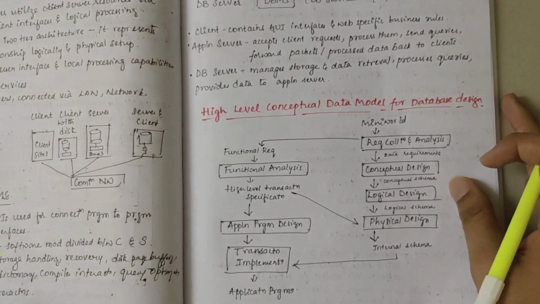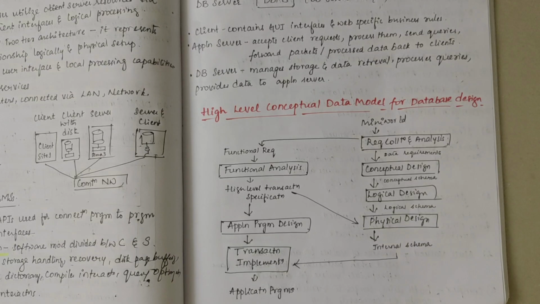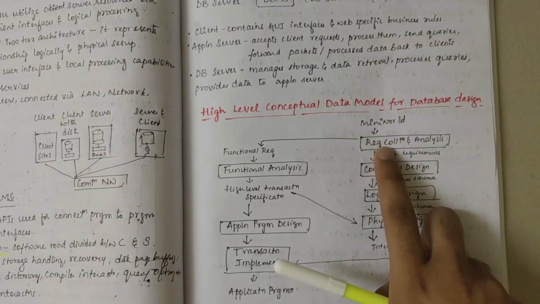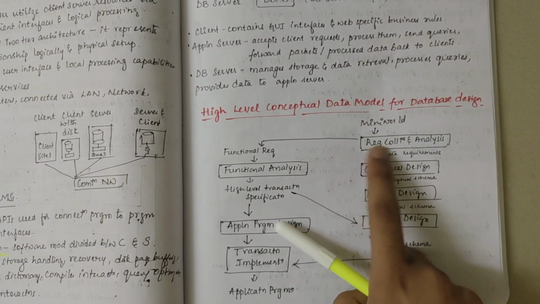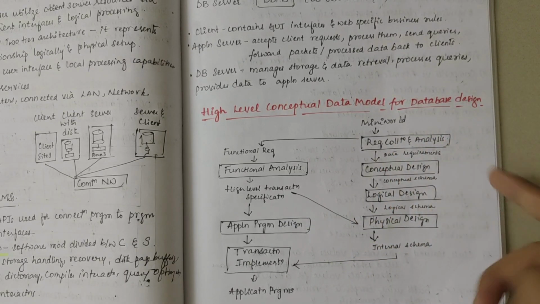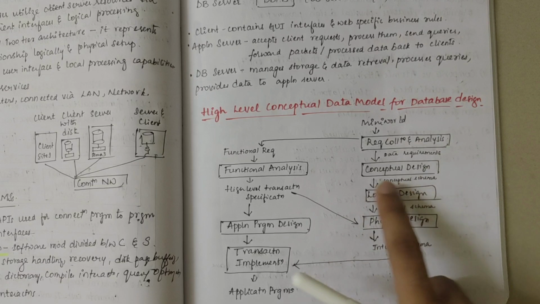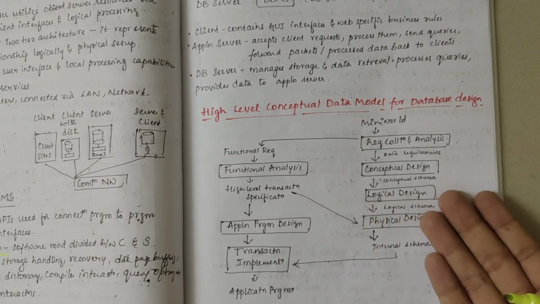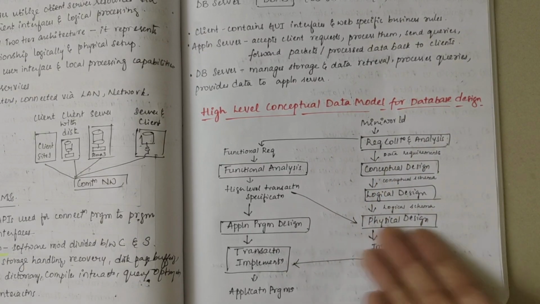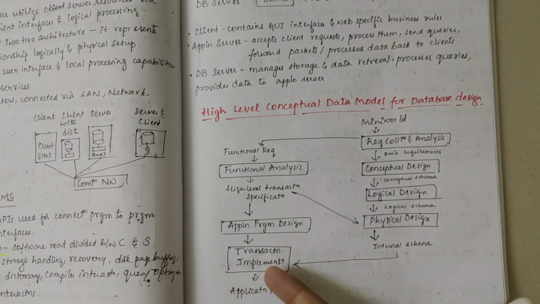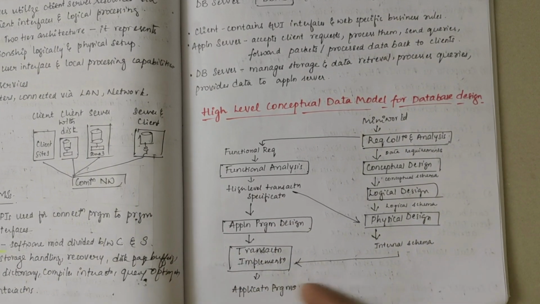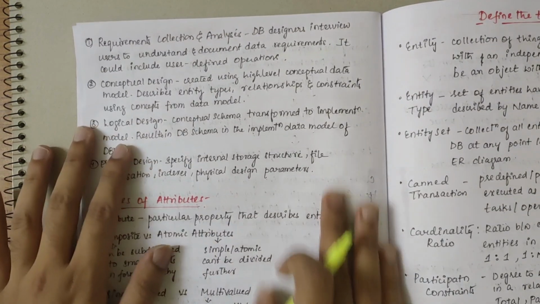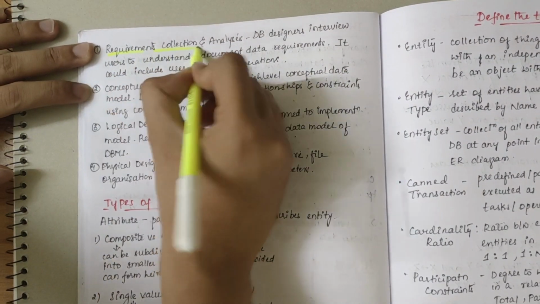Now discussing the high-level conceptual data model for database design. This is the systematic approach of designing a database. First, from the mini world, we collect all the required information and then perform analysis. So it's about data requirements. Then we form a conceptual model from that. Further, we look into the logical aspect, that is what designing the logical design means. Then we'll deal with the physical design. Once it is done, it is sent to the transaction implementation, from which it is forwarded to the application programs. Now we'll look into the explanation of that. First we have the requirements collection and analysis phase.